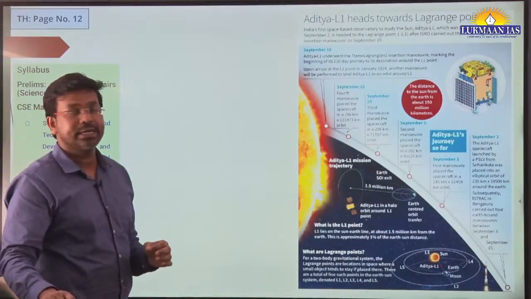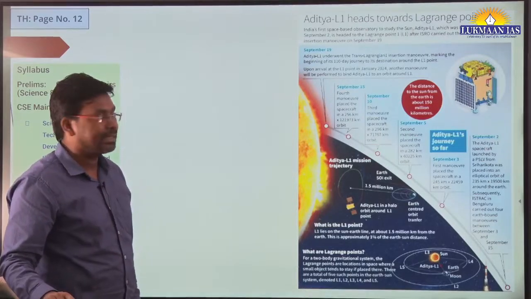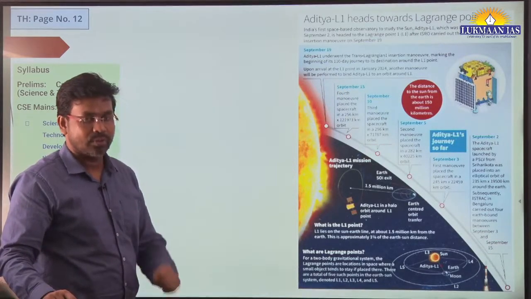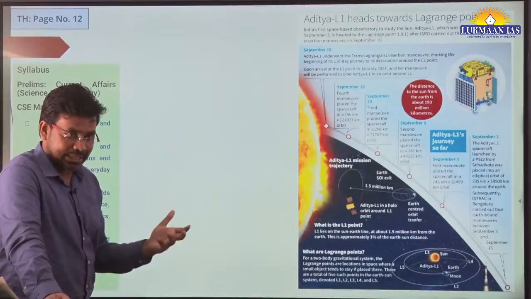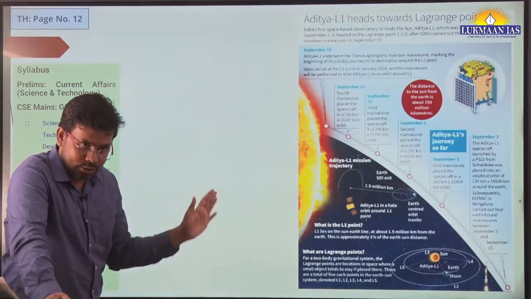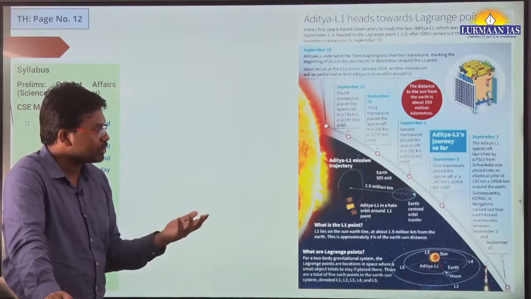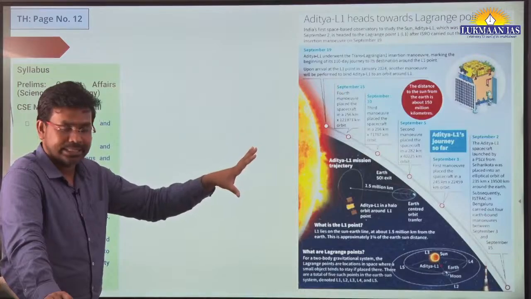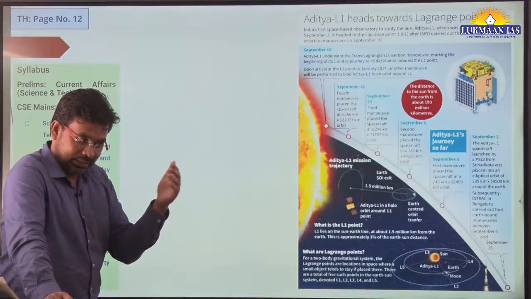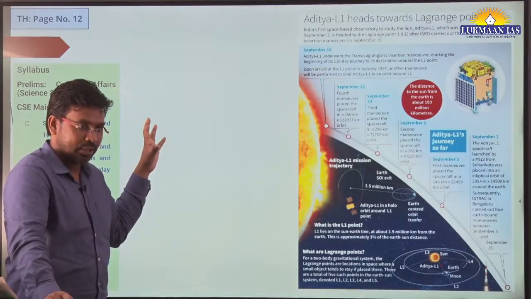This topic is again important. It says Aditya L1 heads towards Lagrange point 1, okay? Aditya L1 is the first and only solar mission of India. It is a solar observatory mission. Under this mission we want to study the sun, the rays that are emitted by the sun. It was launched by the Indian Space Research Organization on 2nd of September. Aditya L1 has 7 scientific payloads. Scientific payloads means instruments, 7 different instruments that are going to do one activity or another for the mission, to study the sun.